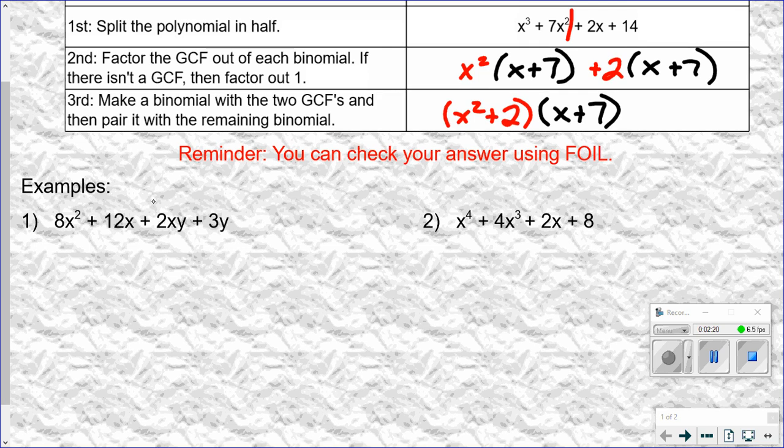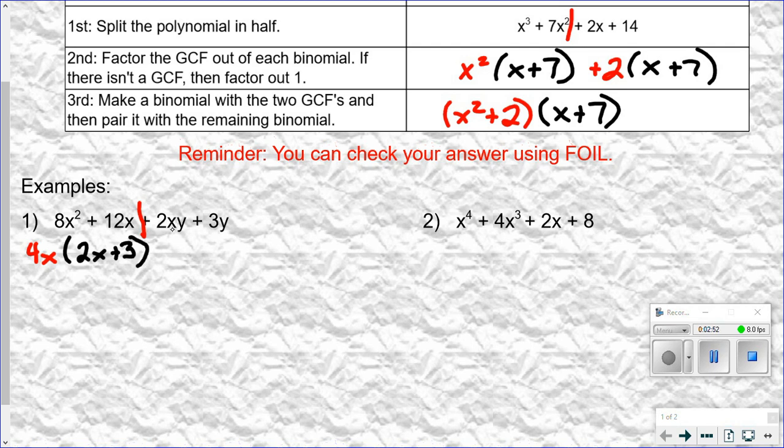And I'm going to split this in half right there. That wasn't very straight, but oh well. 8x squared plus 12x, I can factor out an x, and I can also factor out a 4. So I'm going to factor out 4x. Let's use 4x times 2x plus 3.